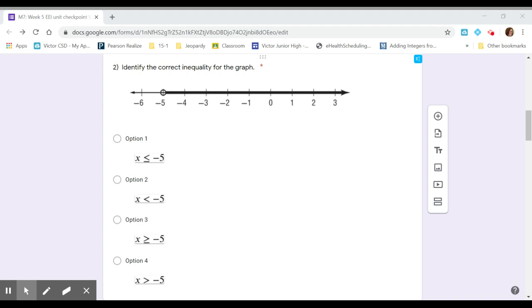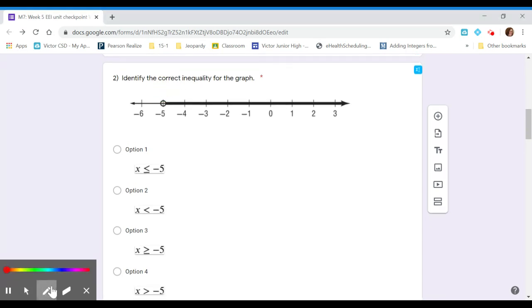I'm going to start, this is the Math 7 Week 5 unit checkpoint. I'm going to start with number 2, and I'm just going to point out a few things on each one here. So this one has an open circle on the -5, so we know that our boundary is a -5, but it's an open circle, so that rules out option 1. And it rules out option 3.